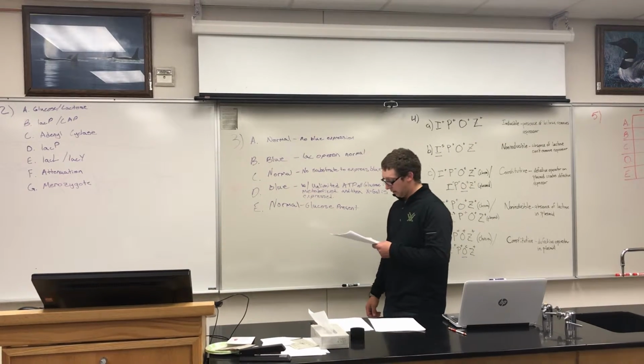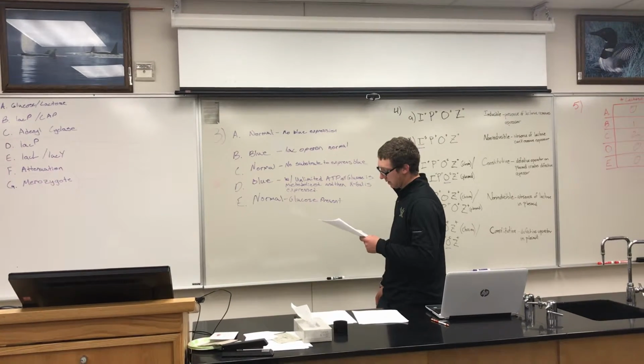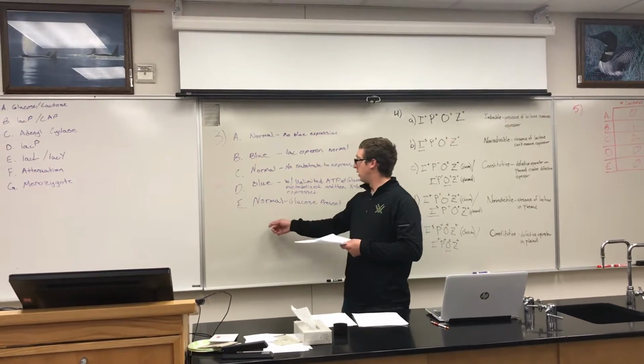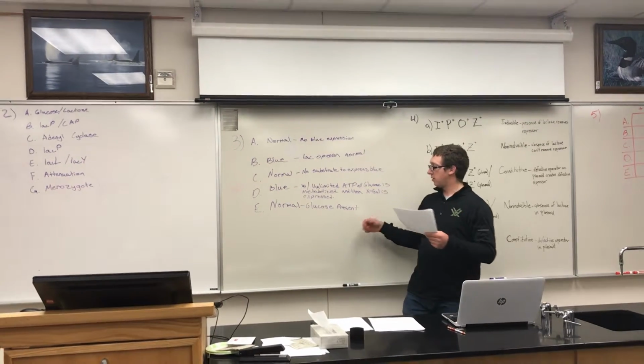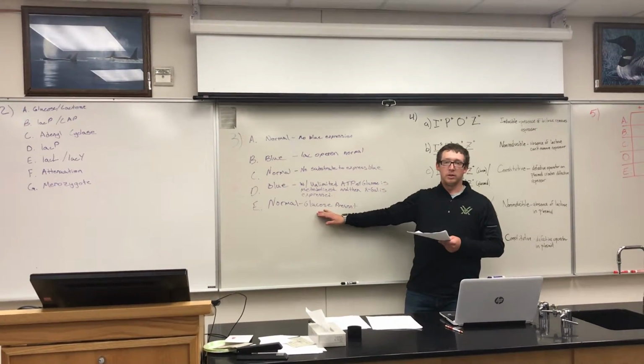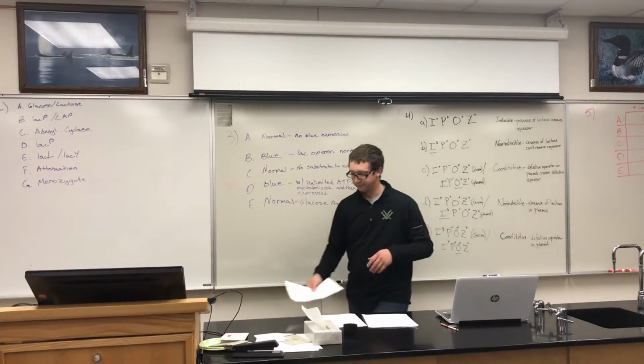For E, it says the IPTG is present, glucose is present, and the X-gal is present. You're going to have normal just because there's no X-gal, and your glucose is always used up first before any of the other sugars.